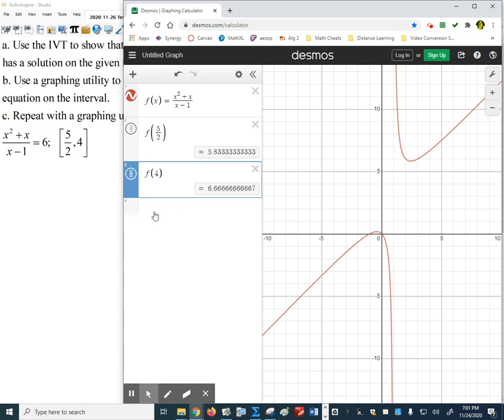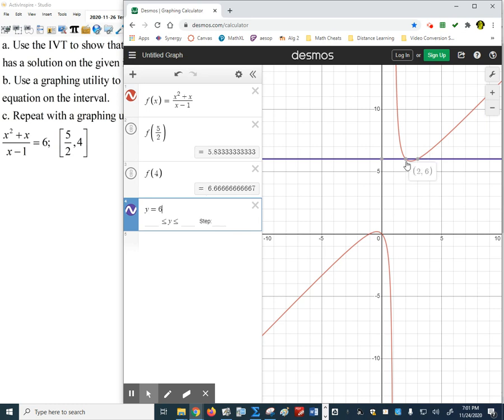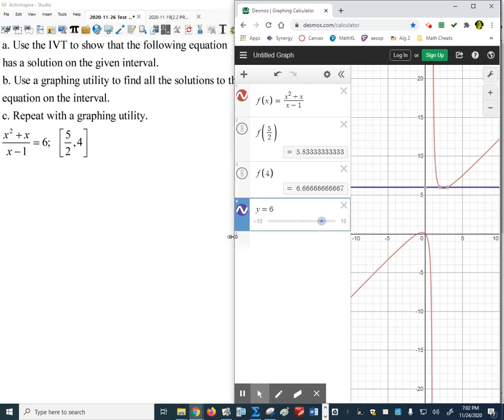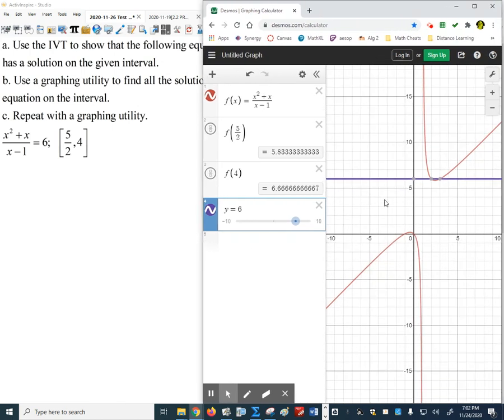Then all we've got to do to find the solution is graph the line y equals 6 and look for the intersections. They occur at 2 and 3, and 3 is the only one that occurs in our domain. So take a picture of that for the notes.